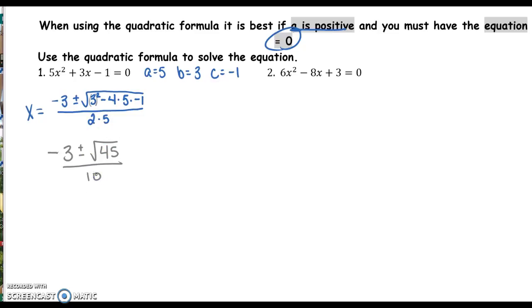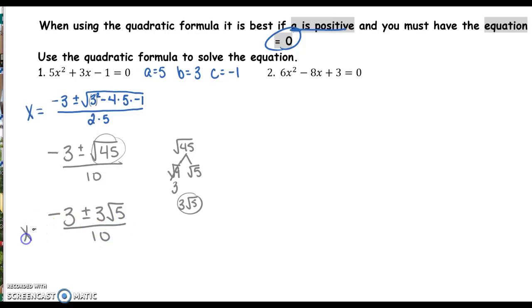Now we need to simplify the square root of 45. So I'm going to take the square root of 45 over here and think about what could we break the square root of 45 into. We can break it into the perfect square 9 times 5. So the square root of 9 times the square root of 5. The square root of 9 is the whole number 3. So the square root of 45 is going to become 3 times the square root of 5. So negative 3 plus or minus 3 times the square root of 5 all over 10.